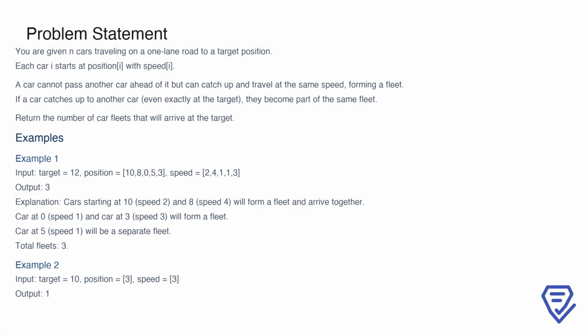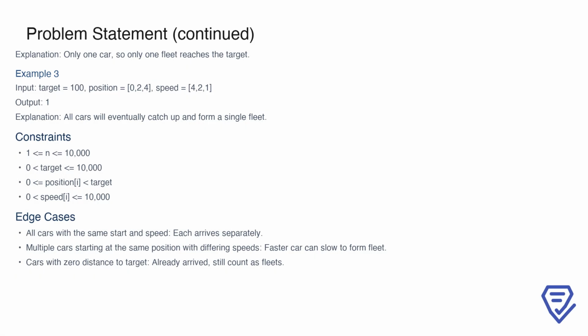Let's carefully review the problem statement for LeetCode problem number 853. You are given n cars traveling on a single-lane road towards a destination, defined by the target position. Each car starts at a certain position and moves at its corresponding speed. The cars cannot pass each other but may catch up, merging into a fleet that travels together at the slower car's pace. Your goal is to count the number of such fleets that reach the target.